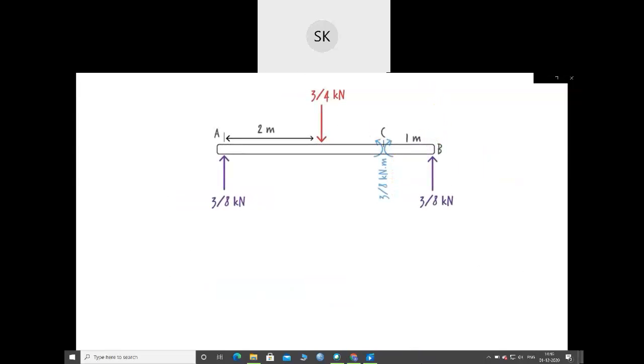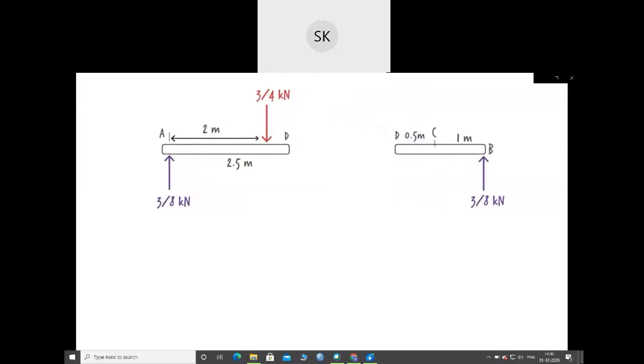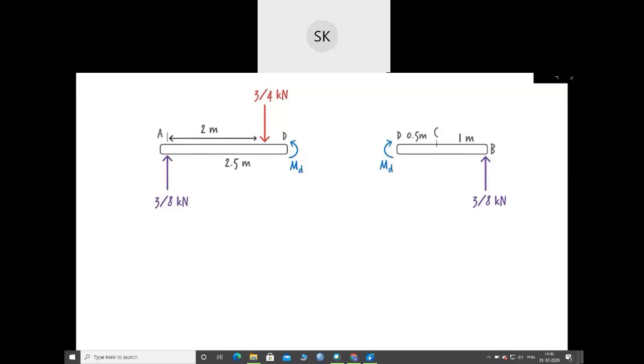Let's calculate bending moment at another point, say point D. We start by cutting the beam at D. Draw the free body diagram for either the left or the right segment of the beam. Then write and solve the moment equilibrium equation in order to determine the internal moment.